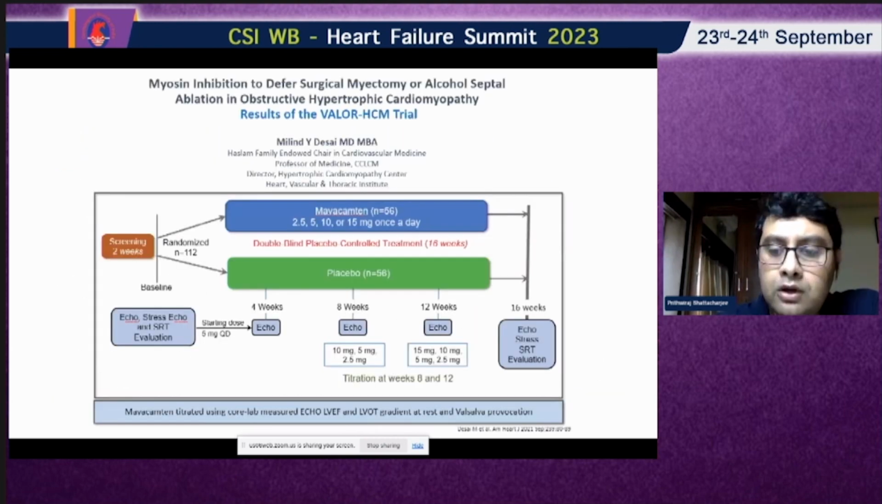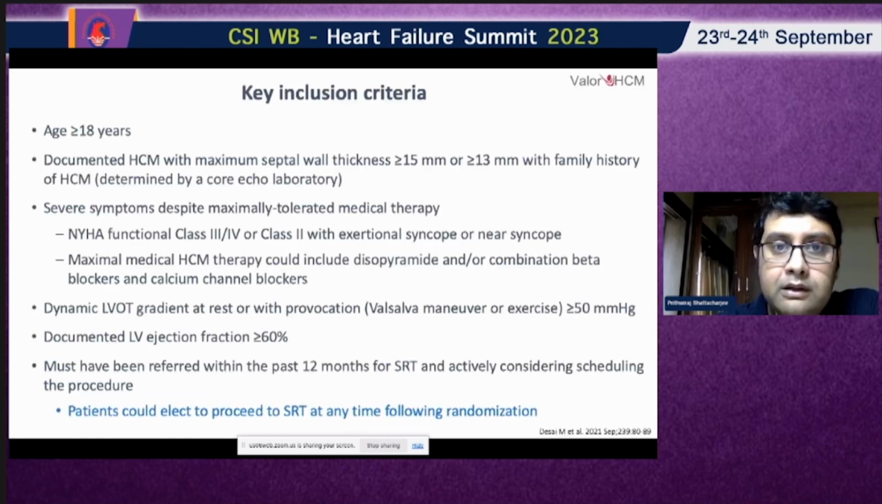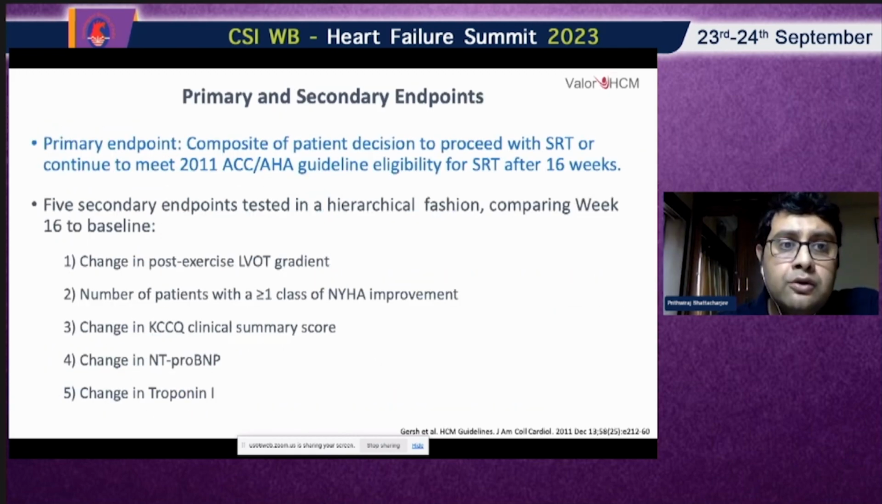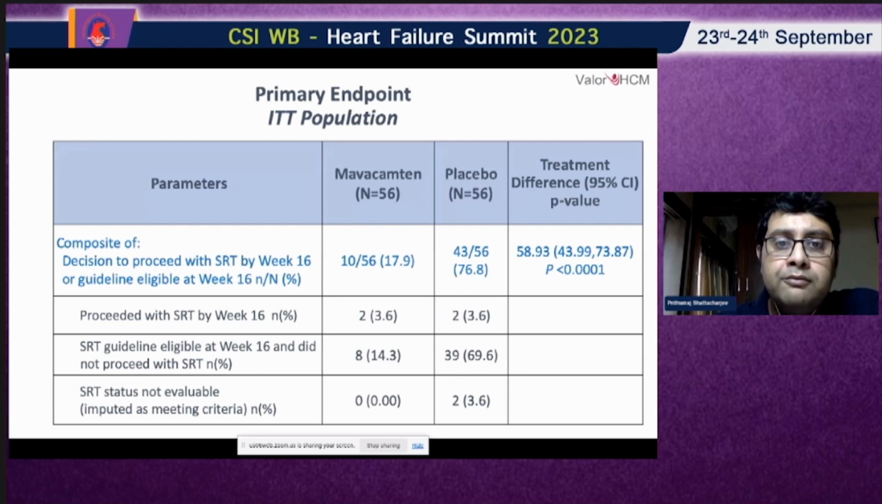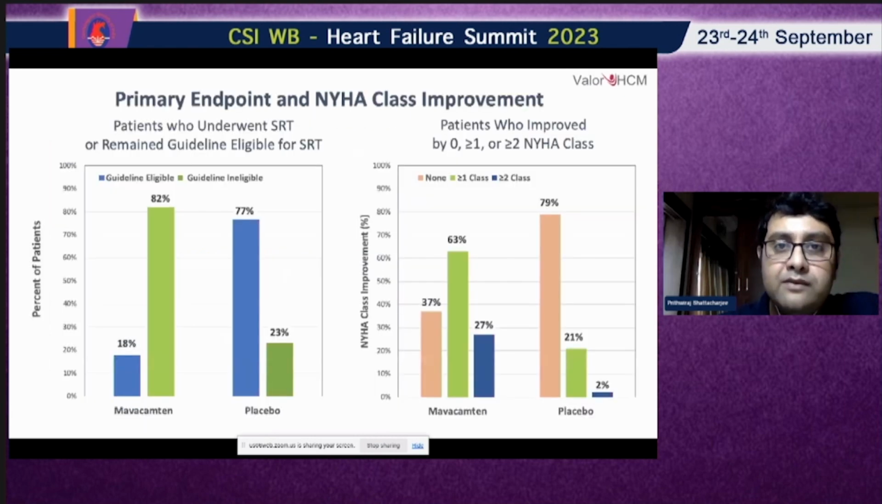The follow-up study, VALOR-HCM, was another study which also showed significant improvement with mavacamten, and this study included patients who were already referred for septal reduction therapy. In this group of patients also, after an initial treatment of 16 weeks, it was shown that patients on mavacamten had reduced need of septal reduction therapy at the end of 16 weeks compared to placebo.